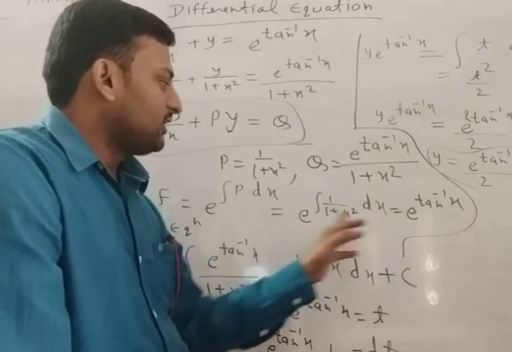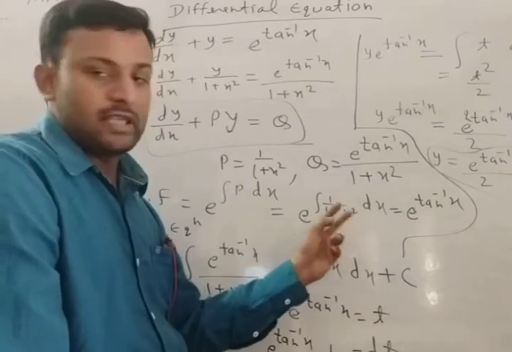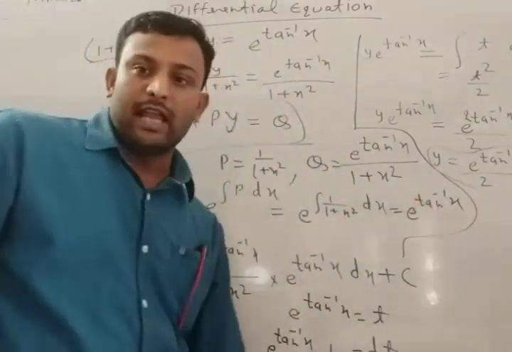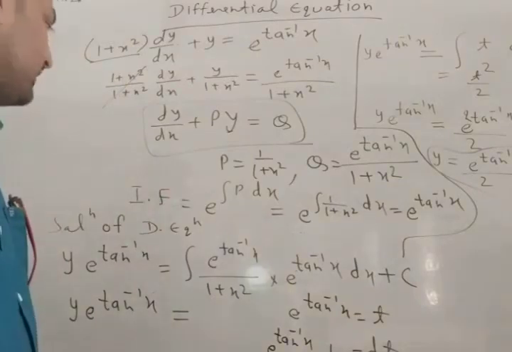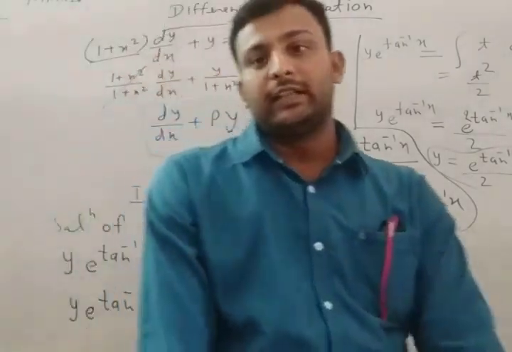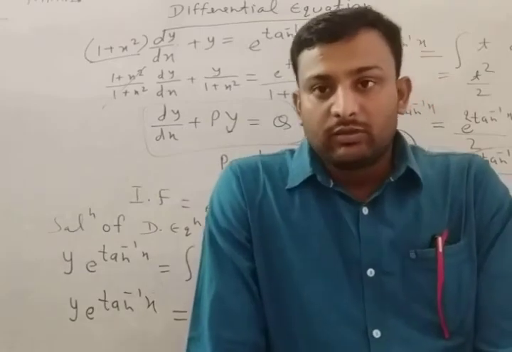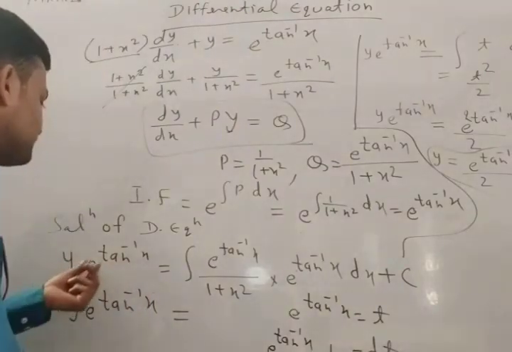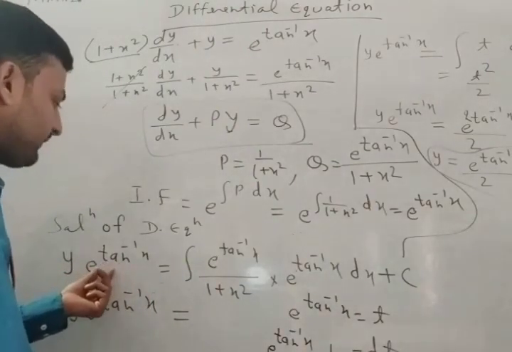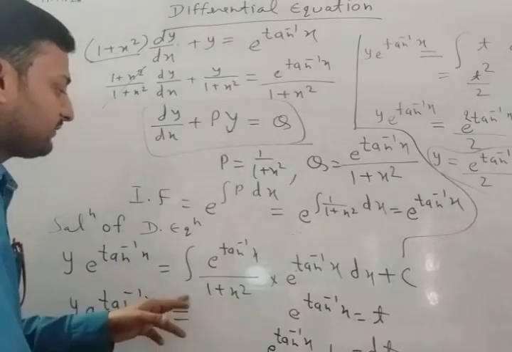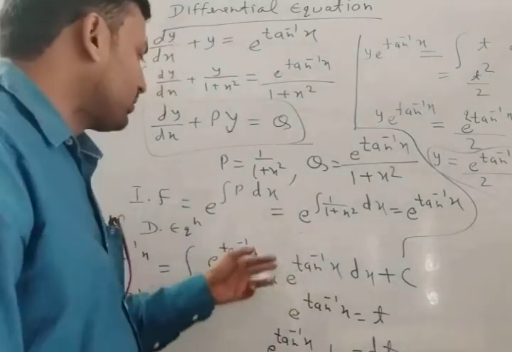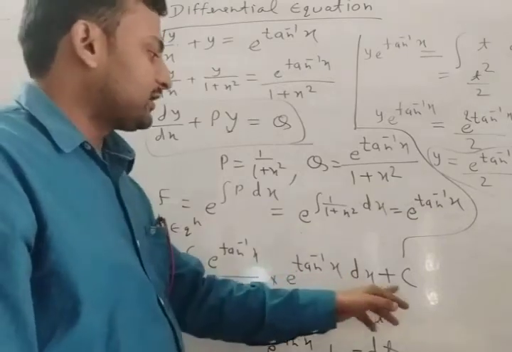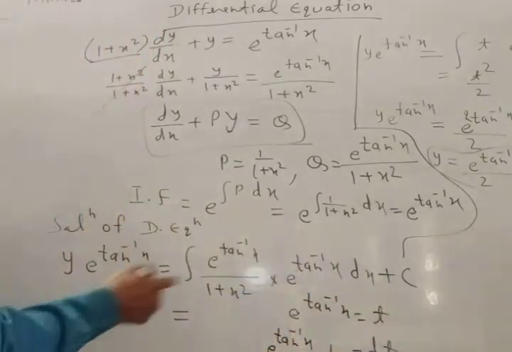Now integrate this. We write e to the power integration of 1 by 1 plus x square, which is tan inverse x. So we write e to the power tan inverse x. This is our integrating factor, and after calculating the integrating factor, we will find the general solution. So the solution is of the form y times the integrating factor is equal to the integration of the integrating factor times the right hand side, that is q, dx plus c. This is our solution of the differential equation.